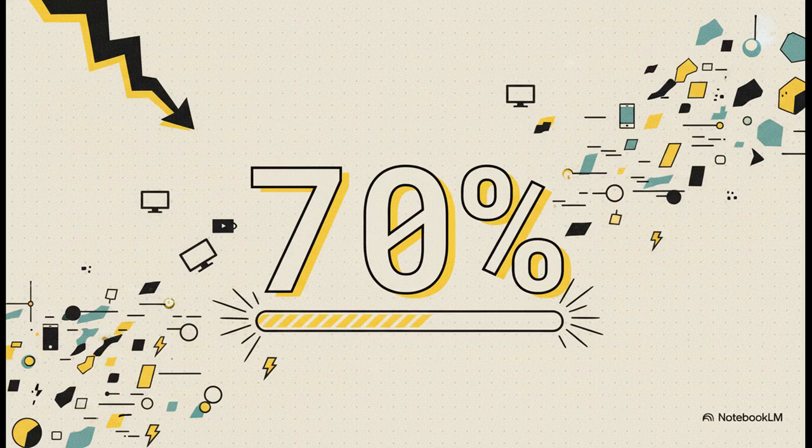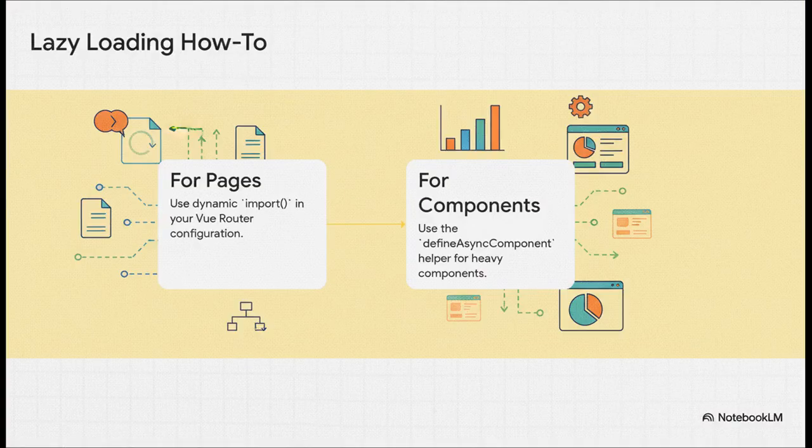It's just a huge win. And you know what the best part is? It's actually not that hard to do. For entire pages, Vue Router makes it dead simple. You just change one line to use that dynamic import syntax and boom, your pages are now code split. The code for a page only gets downloaded when the user actually goes to it.